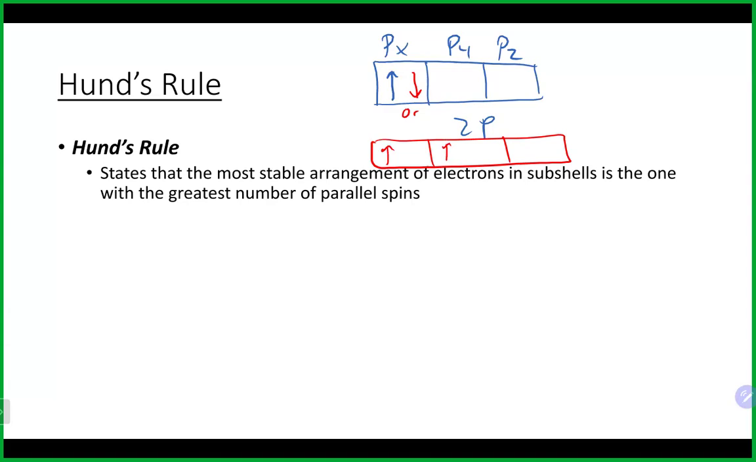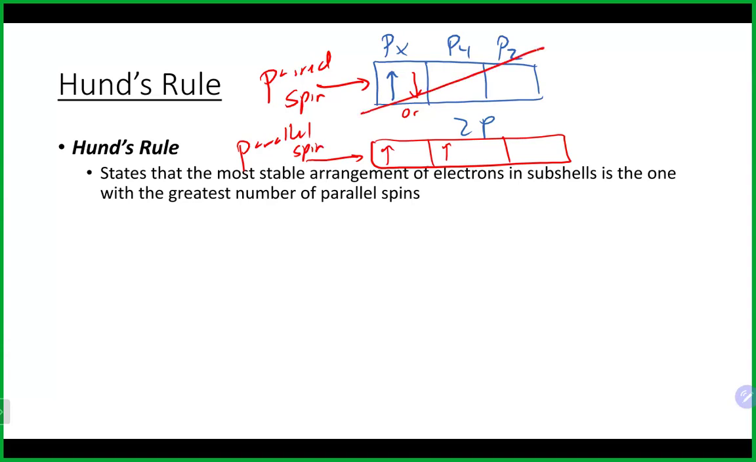And there is actually a rule that tells us which way we want to do it, and that is what is known as Hund's rule. Hund's rule states that the stable arrangement of electrons in a subshell is one that maximizes parallel spin. So if you remember, this is what is known as paired spin. This is known as parallel spin because they're all heading in the same direction. And that is what we would want to do.